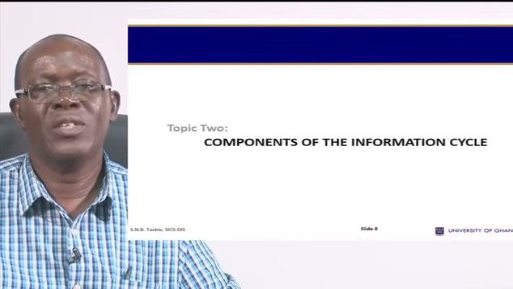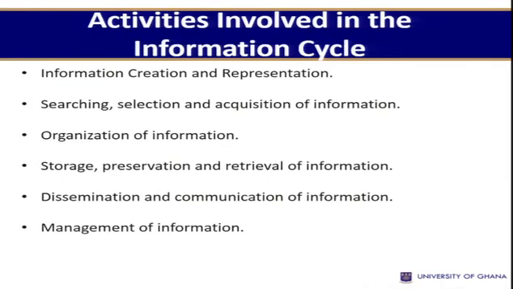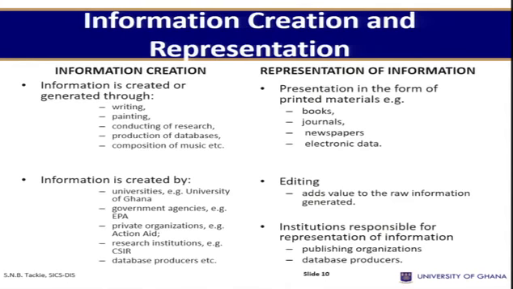Now, components of the information cycle, in other words, activities that are involved in the information cycle. The activities border on the creation and representation of information, the searching, selection, and acquisition of information, organization of the information, and then the storage, preservation, and retrieval of information, dissemination and communication of information, and then management of the information.